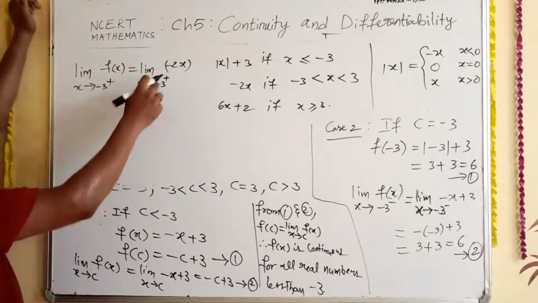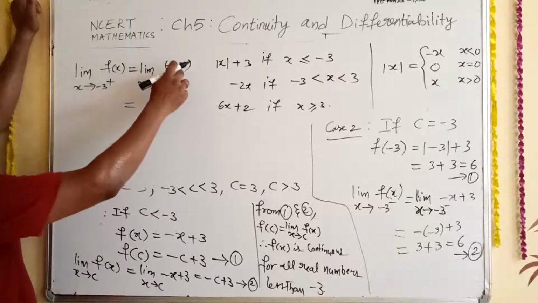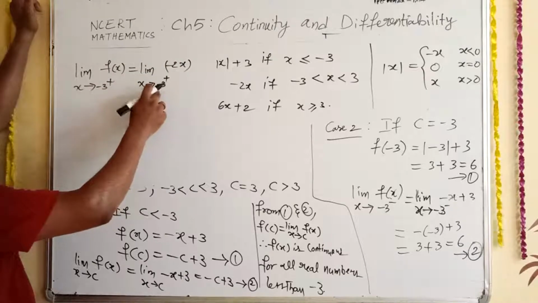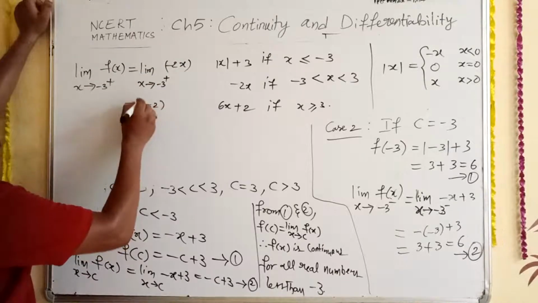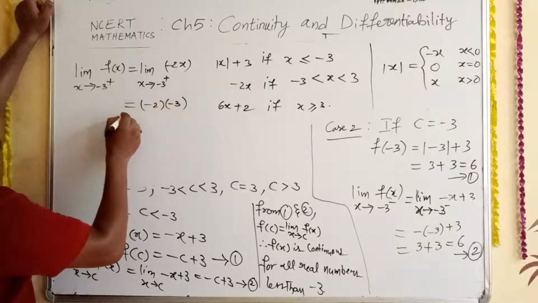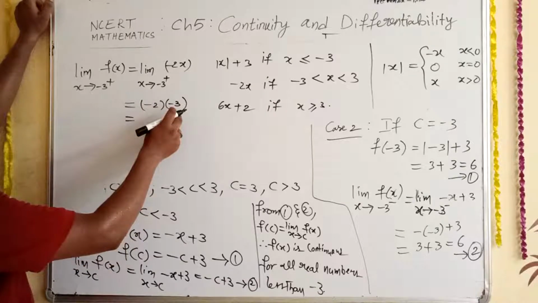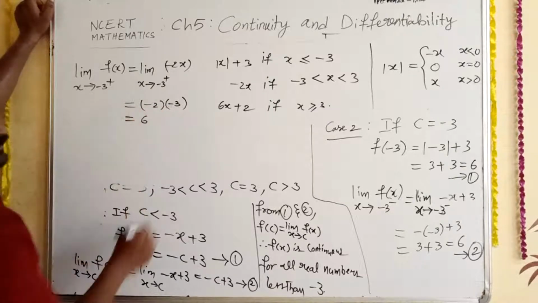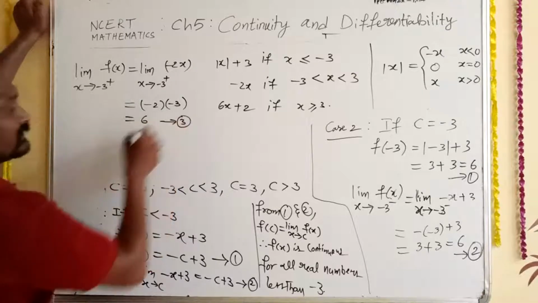That is equal to, when you remove the limit, wherever x is there, substitute minus 3. So minus 2 into minus 3. Minus into minus is plus, 2 3s are 6. So now it is given as equation number 3.